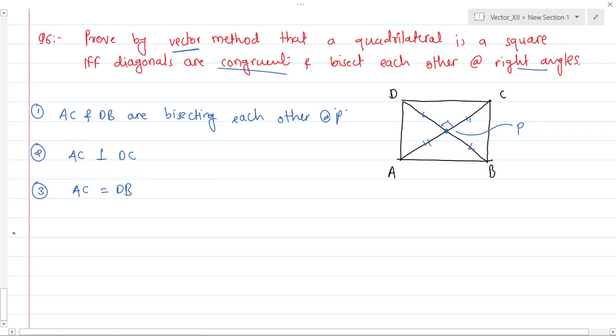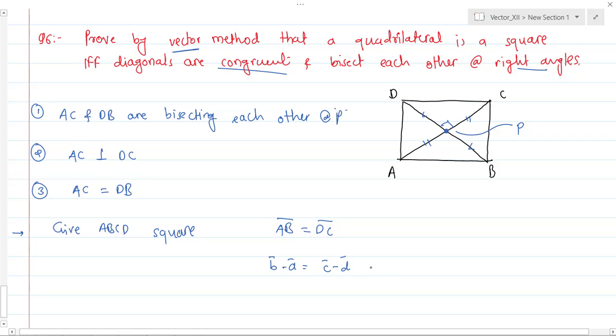See here, given is that ABCD is a square. In that square, AB bar is equal to DC bar. If I write this in vector form, this will be b bar minus a bar equals c bar minus d bar.